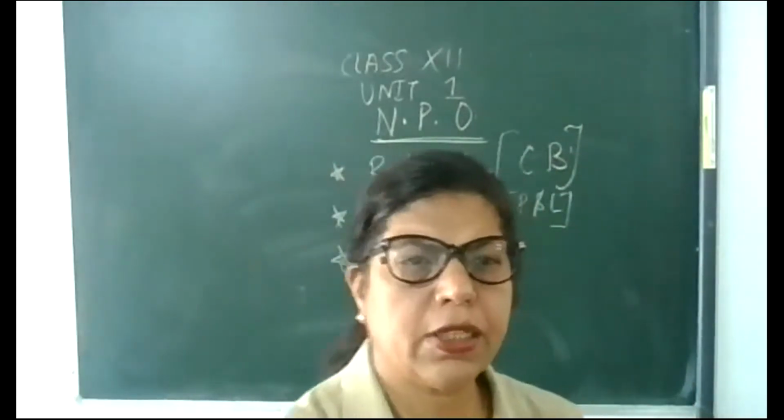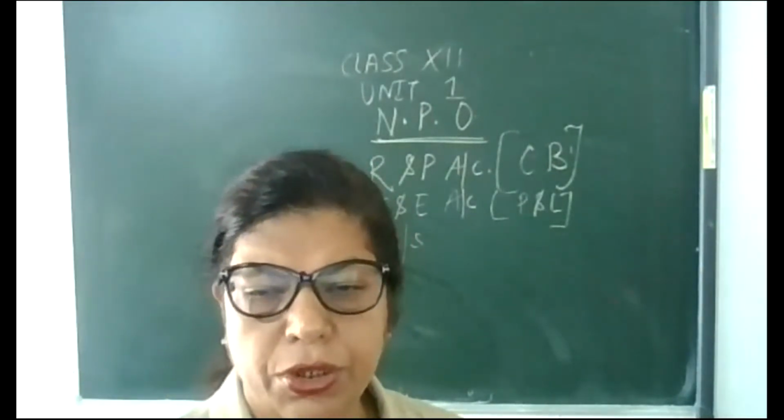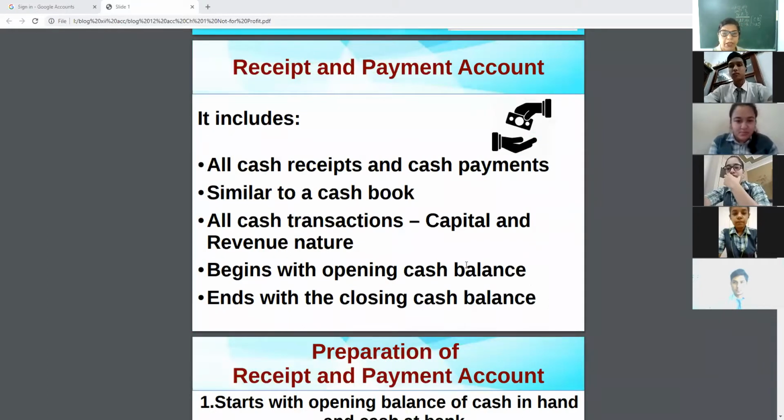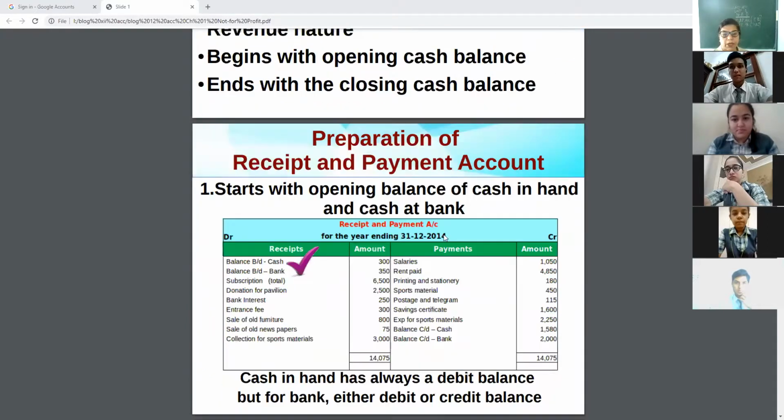Yesterday we discussed the receipt and payment account through PPT. Today also I will show you these things. First of all, the final accounts or financial statements of NPO are three: receipt and payment, income and expenditure, and balance sheet. Yesterday I explained that the receipt and payment account is similar to a cash book. All transactions are entered here which are received in cash or through bank. That account starts with the opening cash balance and ends with the closing cash balance.